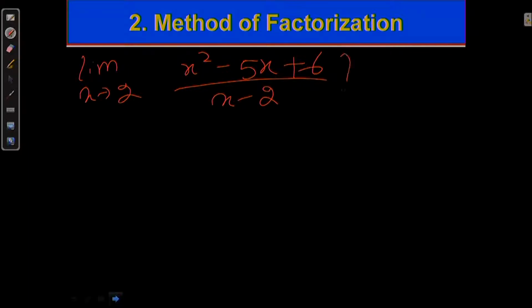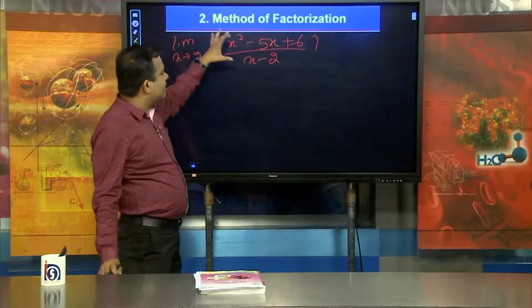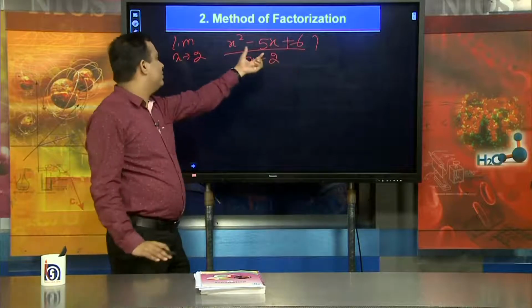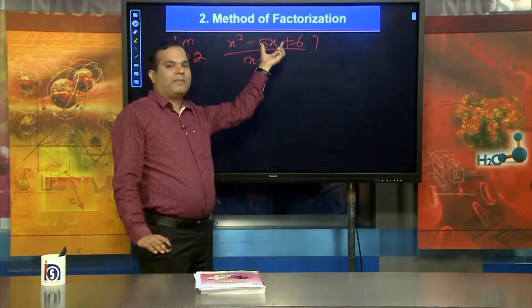Remember, when talking about the method of factorization, the function will be in the form of 0 by 0 or infinity by infinity. Then we are able to apply the method of factorization. When talking about limit x tends to 2 of x square minus 5x plus 6, you know this is a quadratic equation, and we have to factorize directly.